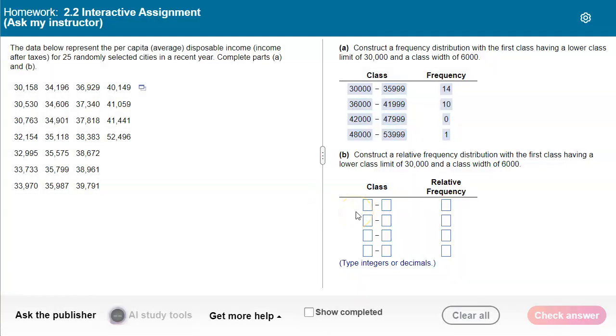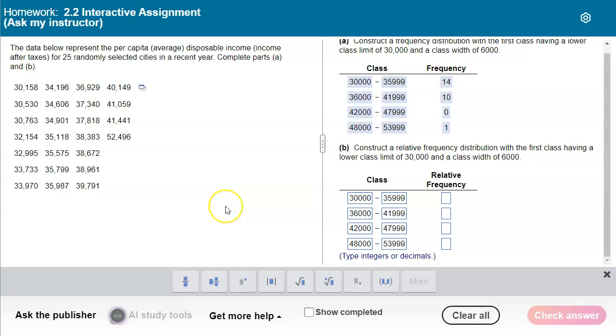Next, we're asked to construct a relative frequency distribution of this same data. The good thing is I can just repeat these same classes above down here. Next, I want to find that relative frequency. And instead of coming back to the entire chart of data, all that raw data, I can just use this frequency chart now that I know that it's correct.